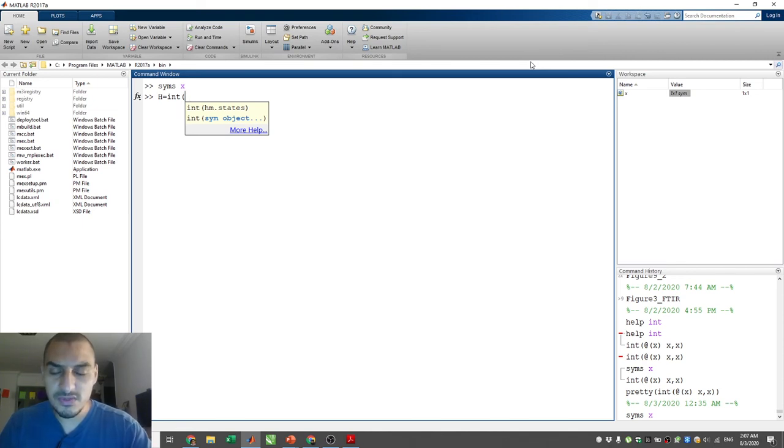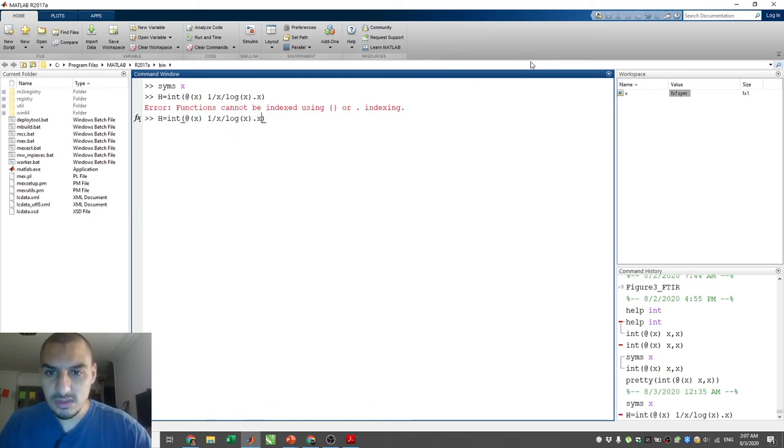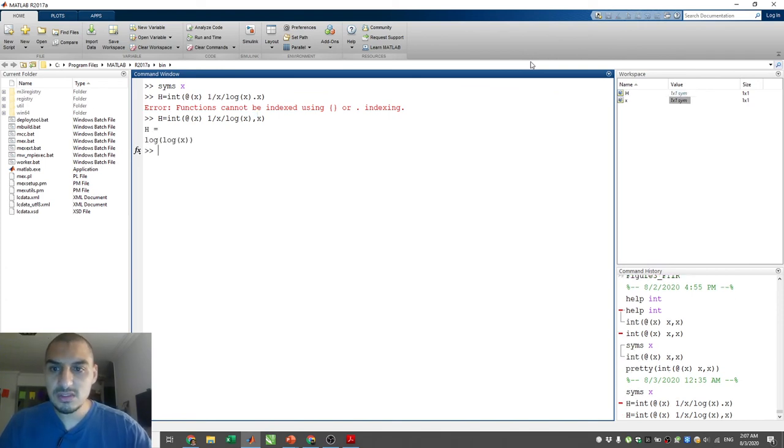You can put it as a function handle, as I said. So you can put it as at x, 1 divided by x divided by log x, with respect to x. It's giving you log of log x, which is ln of ln x. And if you do it by hand, you'd see that the integration of 1 divided by something is going to be the ln of that thing, so it's going to be ln of ln x, since you have 1 divided by ln x multiplied by the differentiation of ln x, which is 1 over x. So this is what you would end up having here.